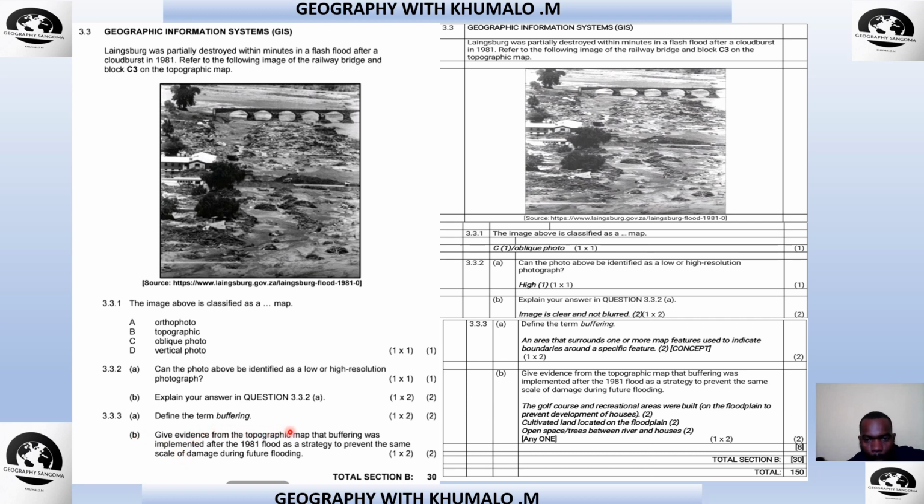3.3.3a, define the term buffering. Buffering is an area that surrounds one or more map features, used to indicate boundaries around a specific feature. Yes, that is the definition for 2 marks.